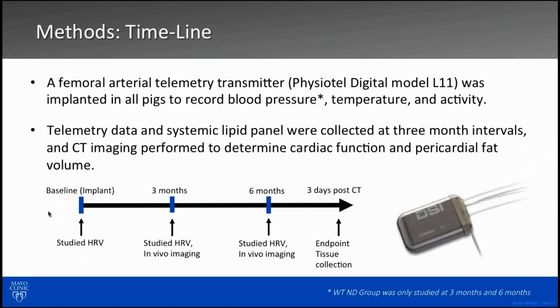Our animals were implanted with a femoral artery telemetry transmitter, the model L11 Physiotel Digital. All the pigs had that implanted into their femoral artery to record blood pressure, temperature, and activity. I will note here that we did not collect ECG data directly. The animals were implanted either at baseline when they were received at 3 months of age, or one of our groups, due to logistics, was started on study with the telemetry transmitter at 3 months, and that was our wild-type normal group. The animals were studied at baseline, 3 months and 6 months of age for their telemetry information, and at 3 months and 6 months we also did in vivo imaging and blood collections.